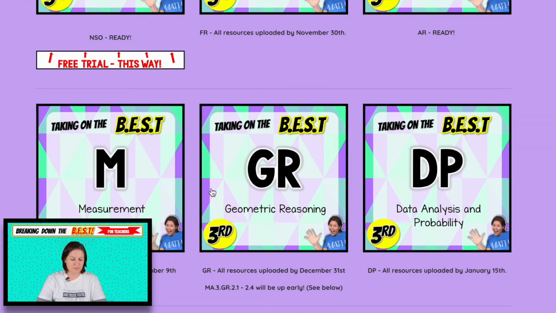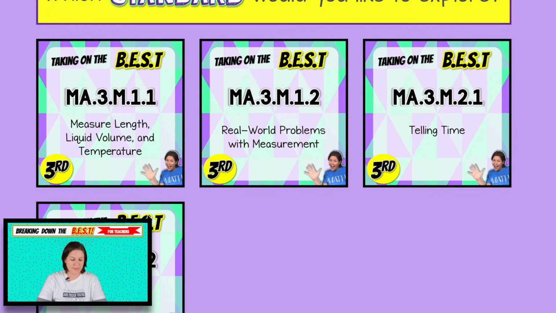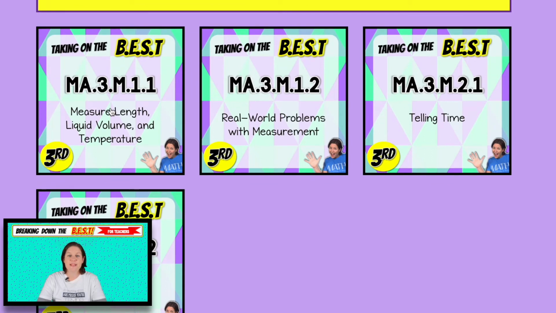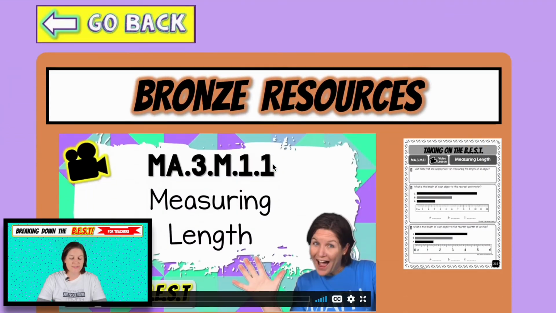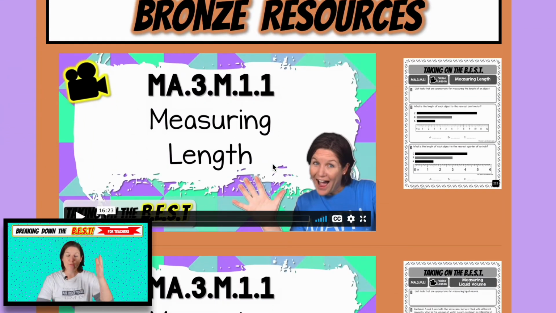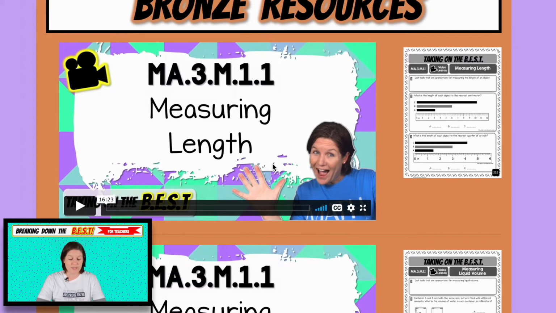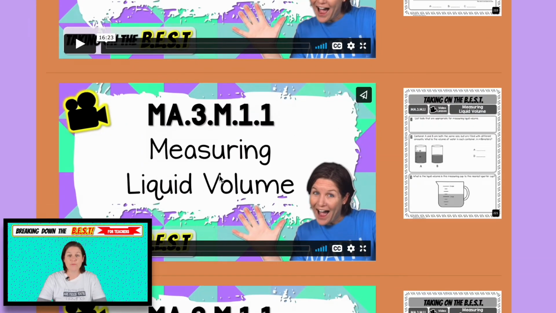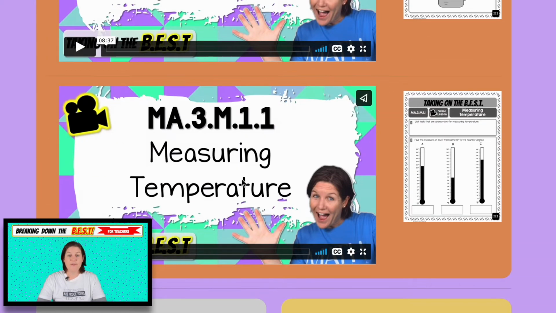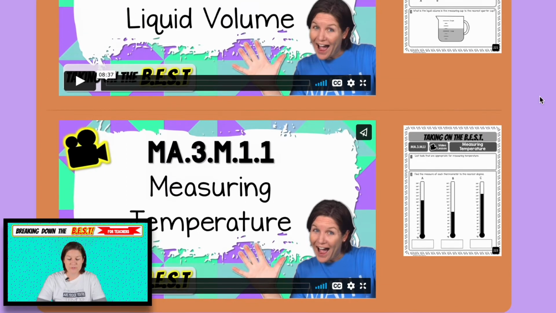Also, measurement right here. And we're working on our first standard, MA.3.M.1.1. And this leads you to your bronze page. So the bronze, silver, and gold members, you all have access to this page. You can see there's a video lesson right here breaking down measuring length. We've got measuring liquid volume, and you've got measuring temperature, breaking it down just like that.